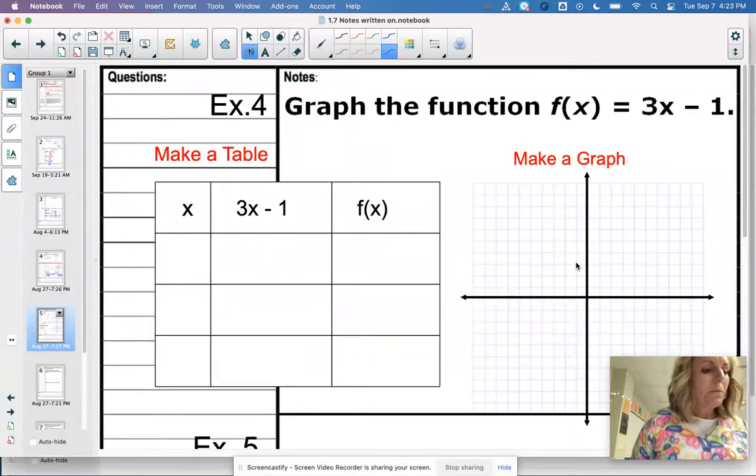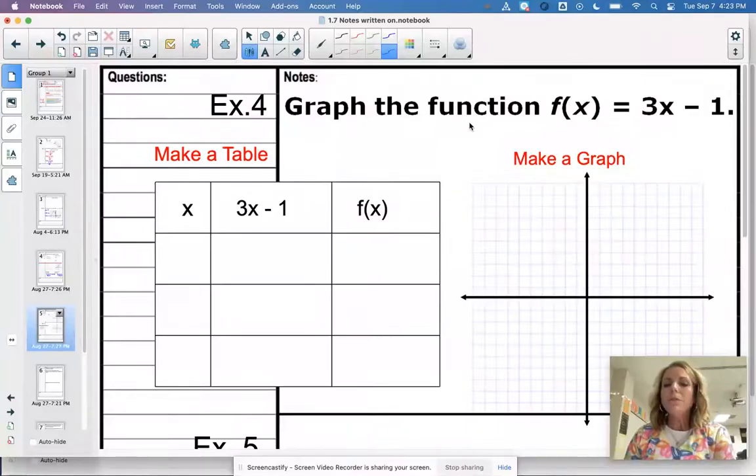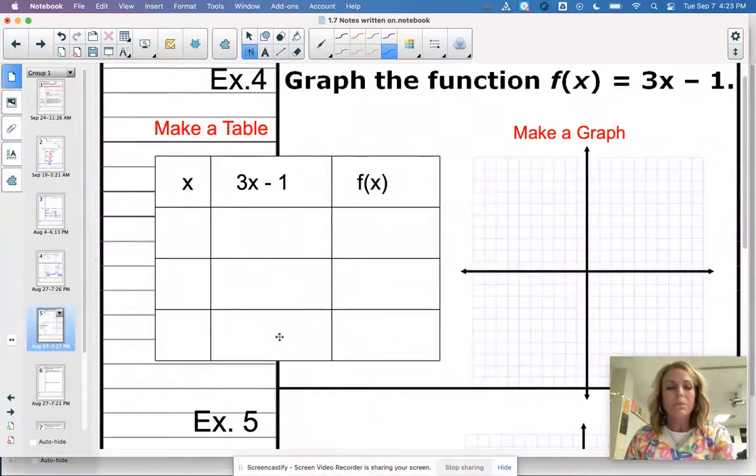Example 4, it's asking us to graph the function f of x equals 3x minus 1. So what we're going to do is make a table. And usually when we're making a table to graph a function, we pick about 3 x values. Honestly, it doesn't matter what x value you pick. Every x value is going to be associated with a y value. However, I like to pick x values that are easy to plug into my function. So a lot of times I'll pick a negative number. So -1, 0, and 1.